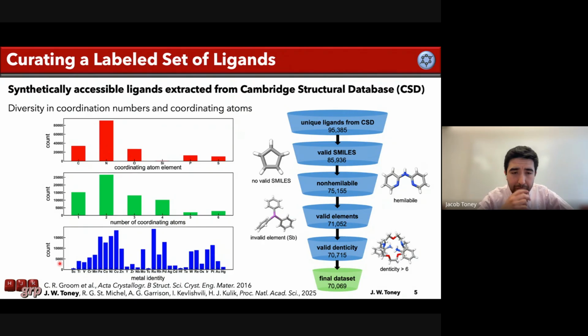The thing that I'm going to point out here at the bottom too is the distribution of different transition metals. We can see that things like ruthenium, nickel, cobalt, and copper are pretty well represented, but things like titanium, vanadium, or zirconium are less so, which is just something to note about the Cambridge Structural Database, that not every element is equally represented.